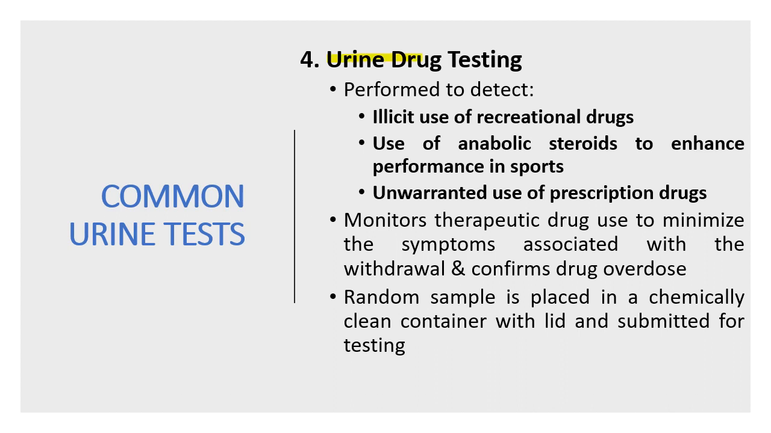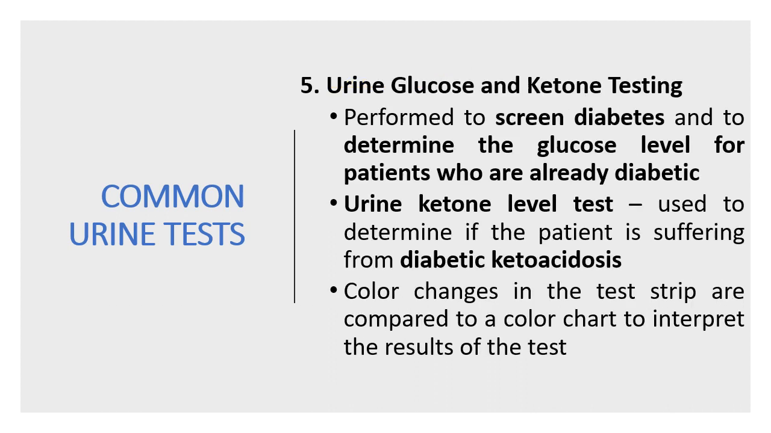Next, we have urine drug testing. Para saan to? To detect use of recreational drugs, use of anabolic steroids to enhance performance in sports, and unwarranted use of prescription drugs. So random sample is placed in a chemically clean container with lid and submitted for testing.